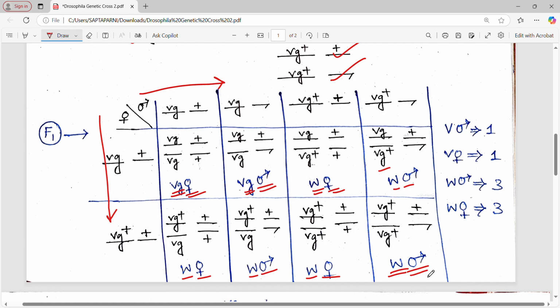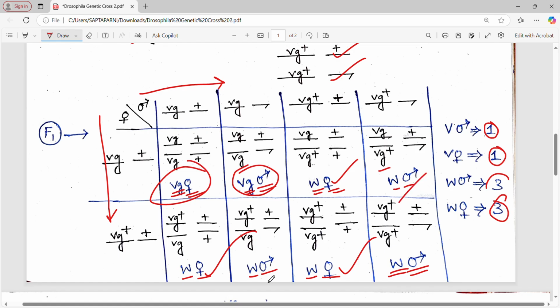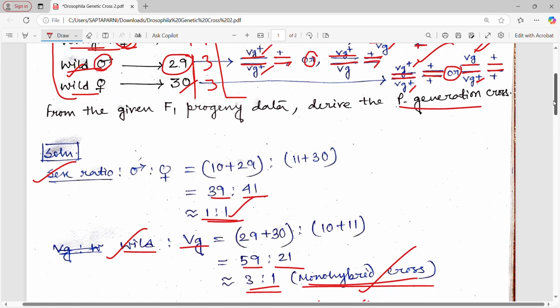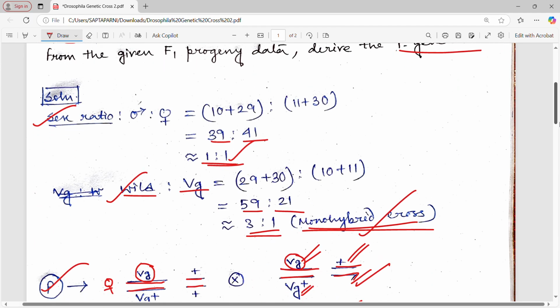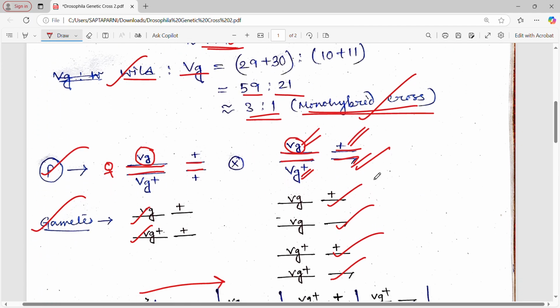So you can see here there is one vestigial female and one vestigial male, whereas there are three wild type females and three wild type males. Comparing with the question, the ratio 1:1:3:3 is now achieved. So our cross is correct here. Got it? Our cross is completely correct.